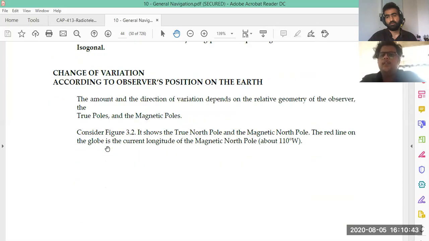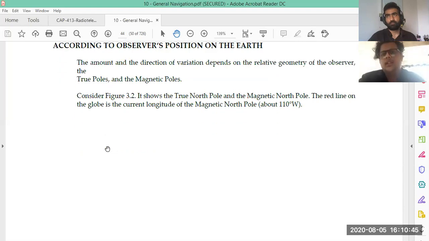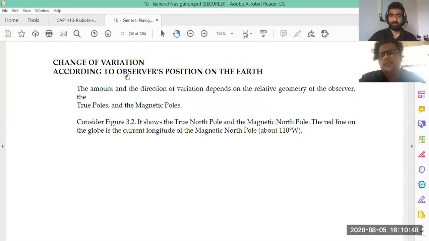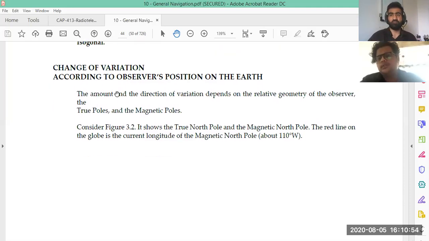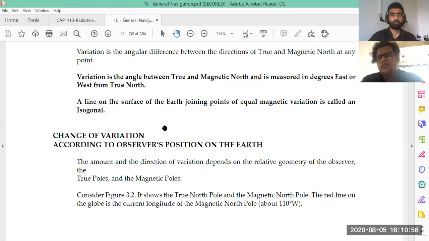So can you explain the isogonal once again? I didn't get that. Right now, I want you to just memorize the definition. I will show you a picture of an isogonal, the line which joins points of equal magnetic variation. Just understand this much right now. In order to show you the difference, we will have to study the structure of the Earth, basically great circles and rhumb lines and all, which we'll be doing in another part of the session. That's when we will explain this to you.